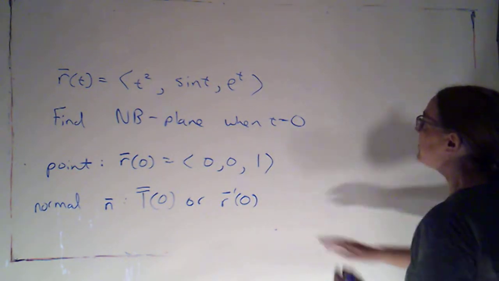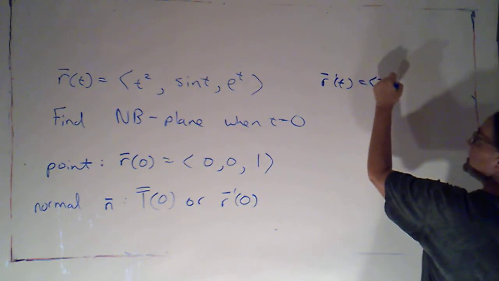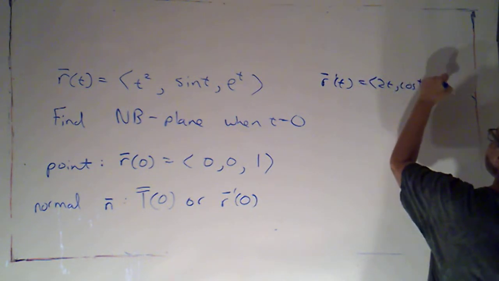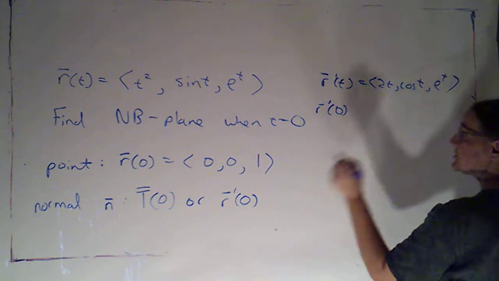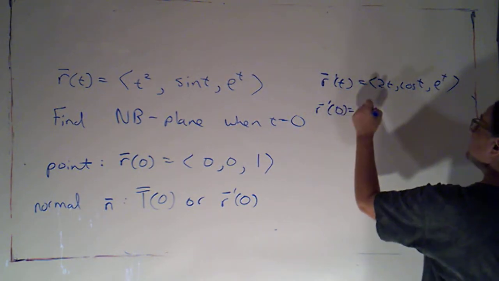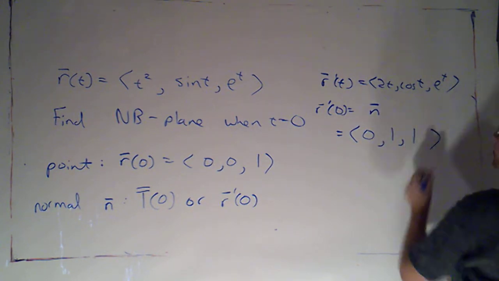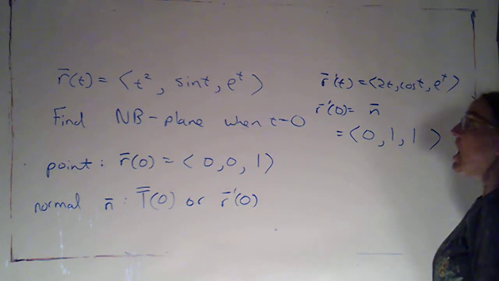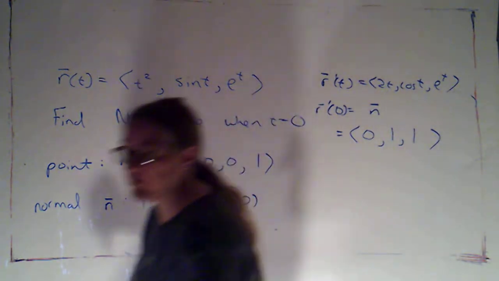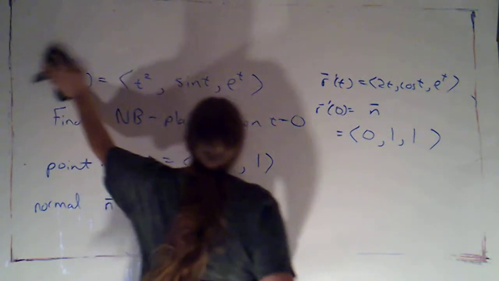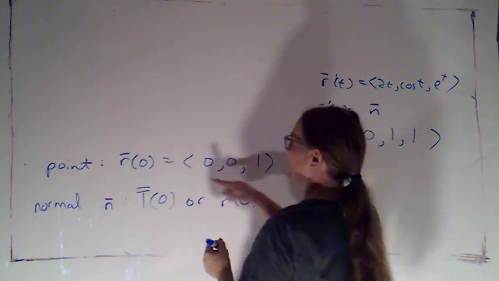Okay, so let's find r prime of t. R prime of t is going to be 2t, cosine t, e to the t. So r prime at 0, which is what I'm going to use as my normal vector n, is going to be 0, 1, 1. Okay. So now I can use point normal form. Now I always sort of like to remind myself of how point normal form works.